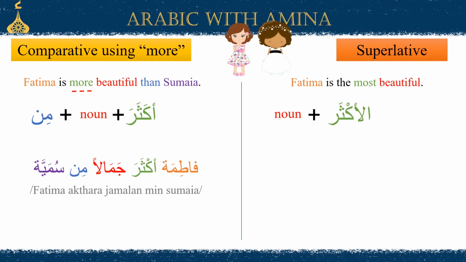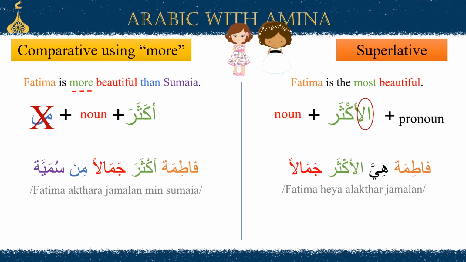To do so in Arabic, we take the word أكثر, add to it التعريف, so it becomes الأكثر, and we will not be including the word min, which is than. الأكثر is still followed by a noun, but it is also preceded by a pronoun. So to say Fatima is the most beautiful, we will say Fatima هي الأكثر جمالا. We have our pronoun هي, we have الأكثر, and the noun of beauty جمالا.